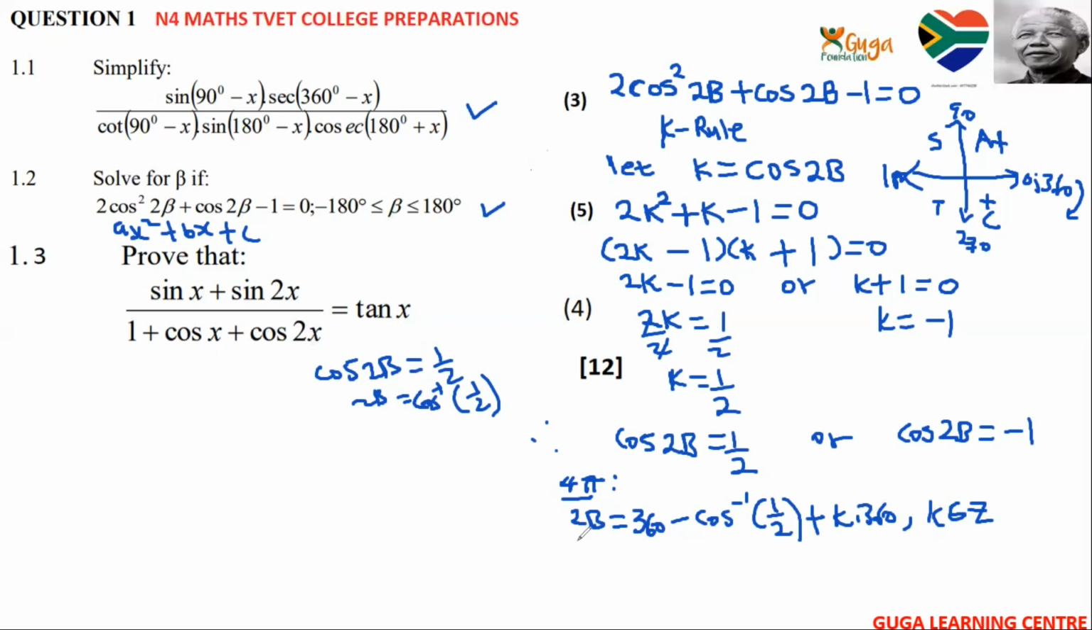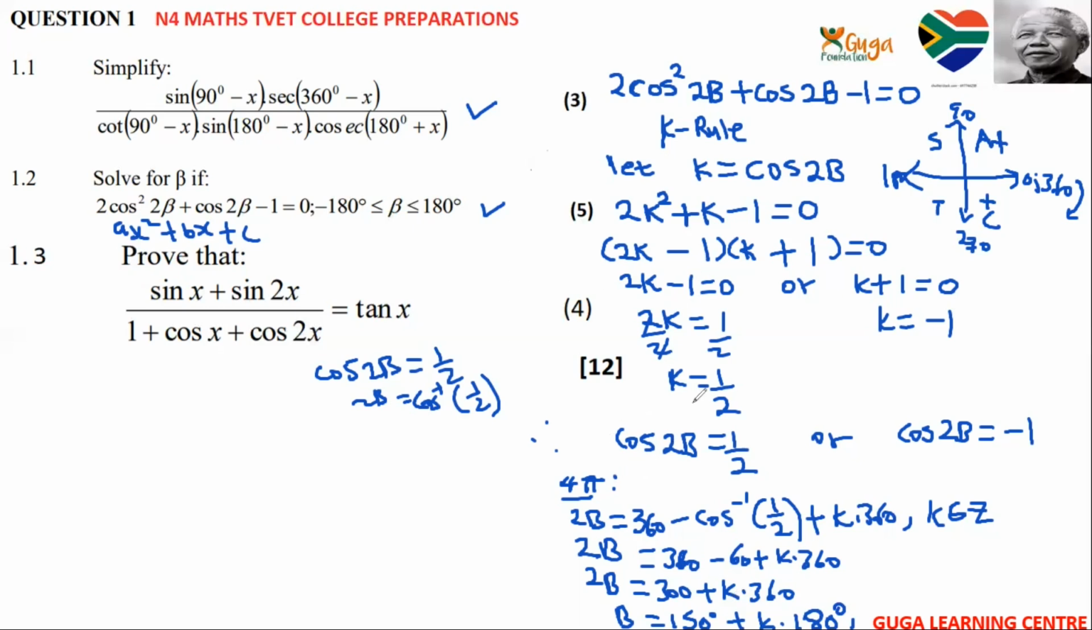Okay, so now my 2b is equal to 360 minus arc cos of half, which gives you 60. So 2b is equal to 360 minus 60, which is 300, plus k multiplied by 360. Then you divide both sides by 2, and you will be left with b is equal to 300 divided by 2, which is 150 degrees, plus k multiplied by 180 degrees. Can you follow?